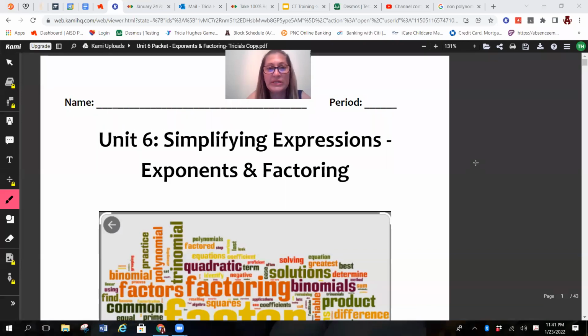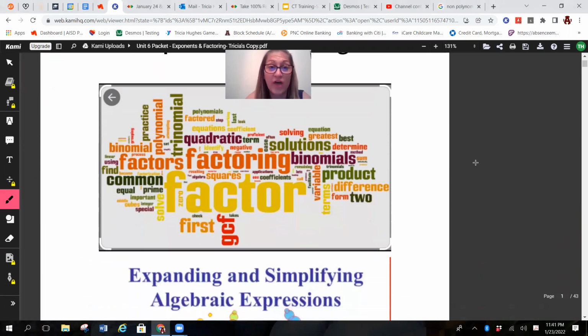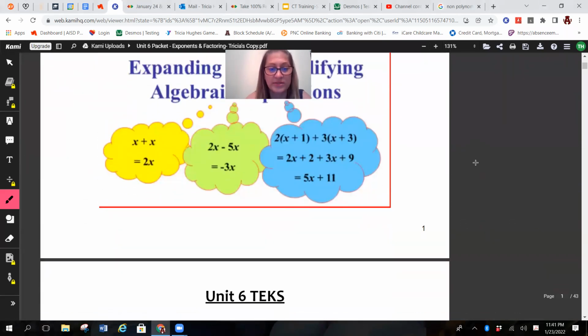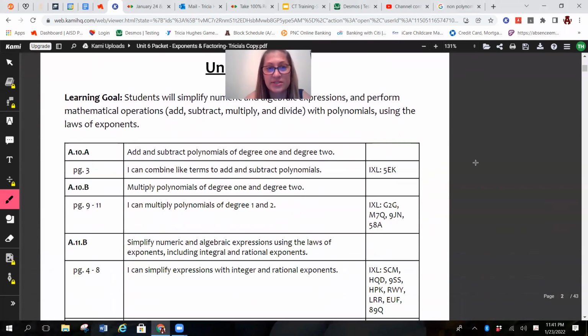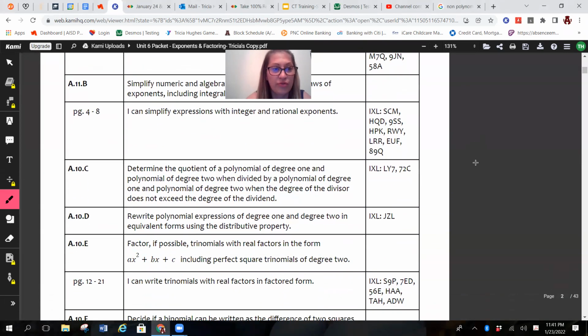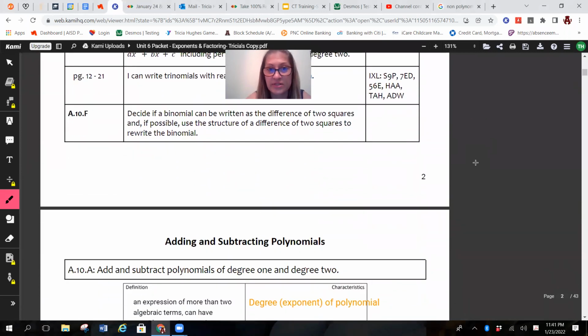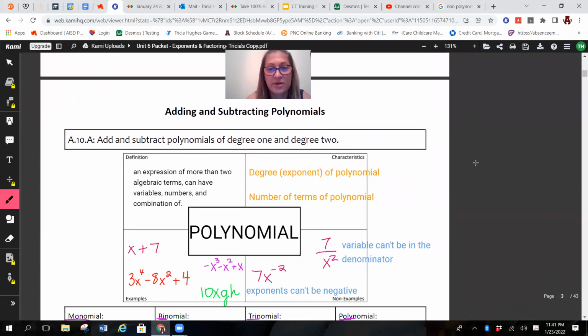Well, welcome to Unit 6, everybody. Unit 6 is simplifying expressions. Exponents and factoring is my favorite. All right, fun, cool cover as always. We have our Unit 6 TEKS. We have 1, 2, 3, 4, 5, 6, 7 TEKS from the state of Texas.